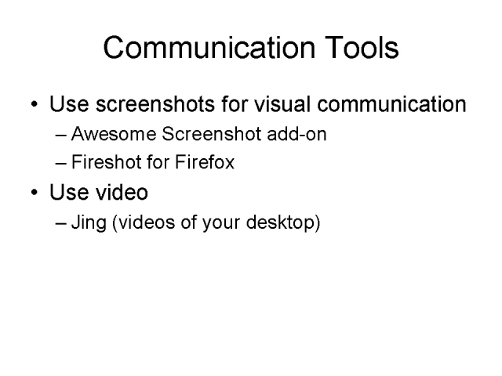Here are a few communication tools that might be useful to you. Taking screenshots can improve communication if you're trying to show the client something. Awesome Screenshot and Farshot add-ons make taking screenshots easy. Download them and try it out. For video, Jing is a free software that you can download from jing.com that will allow you to record whatever is on your screen. You can then upload the video and show the client.